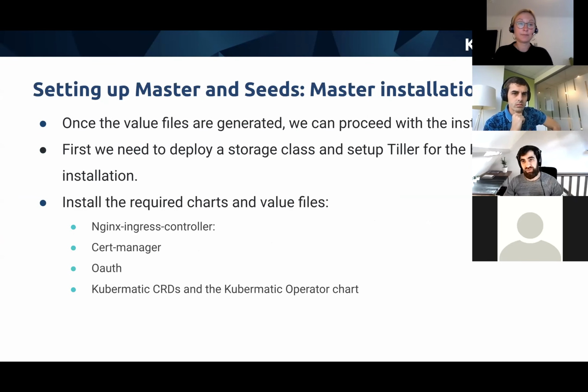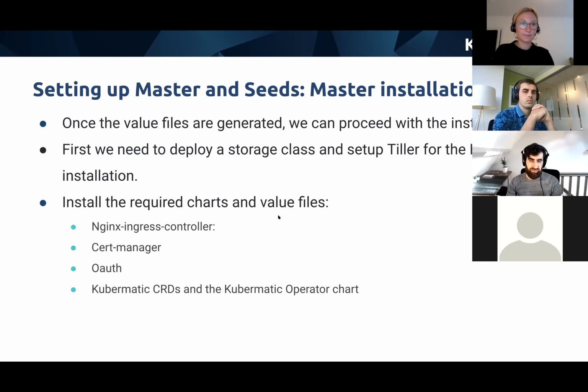Once those values files are generated, we can proceed with the installation. First things first, we'll deploy a storage class. Depending on your cloud provider or wherever you are running your Kubernetes cluster, you need to customize the storage class, but we have quick start examples in the documentation that I just showed you. We also need to set up Tiller for the Helm charts. We're still using Helm version 2. We will be introducing a new Helm version 3 installer in the near future, but for the moment and for this meetup, it will be Helm version 2.